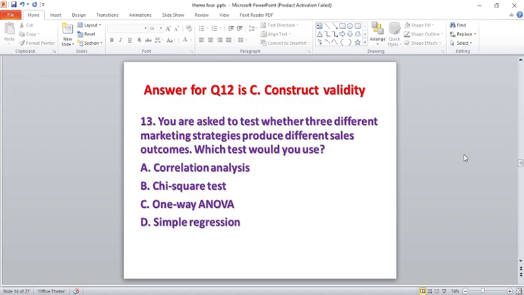Question number 13. You are asked to test whether 3 different marketing strategies produce different sales outcomes. Which test would you use? A. Correlation analysis. B. Chi-square test. C. One-way ANOVA. D. Simple regression. The answer for this question is C. One-way ANOVA.